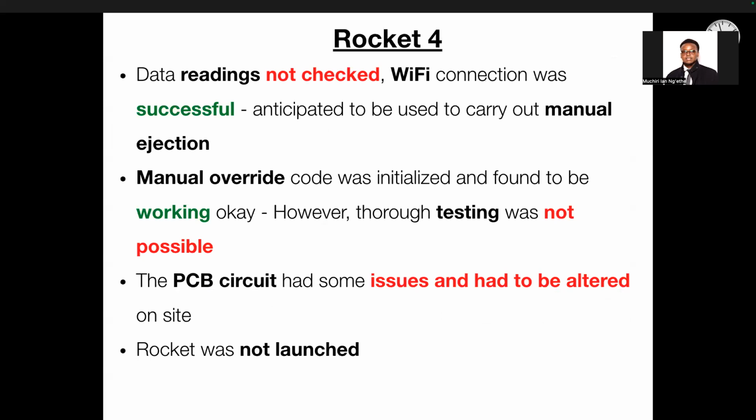For the fourth rocket, data readings were not checked; however, the Wi-Fi connection was successful, and we anticipated using the Wi-Fi connection through MQTT to carry out manual ejection. The manual override code was initialized and found to be working okay. However, we were not able to carry out our testing since it was late and the code was designed on site. Also, the PCB circuit had some issues and had to be altered on site, which was another problem. And the rocket was never launched due to time problems.